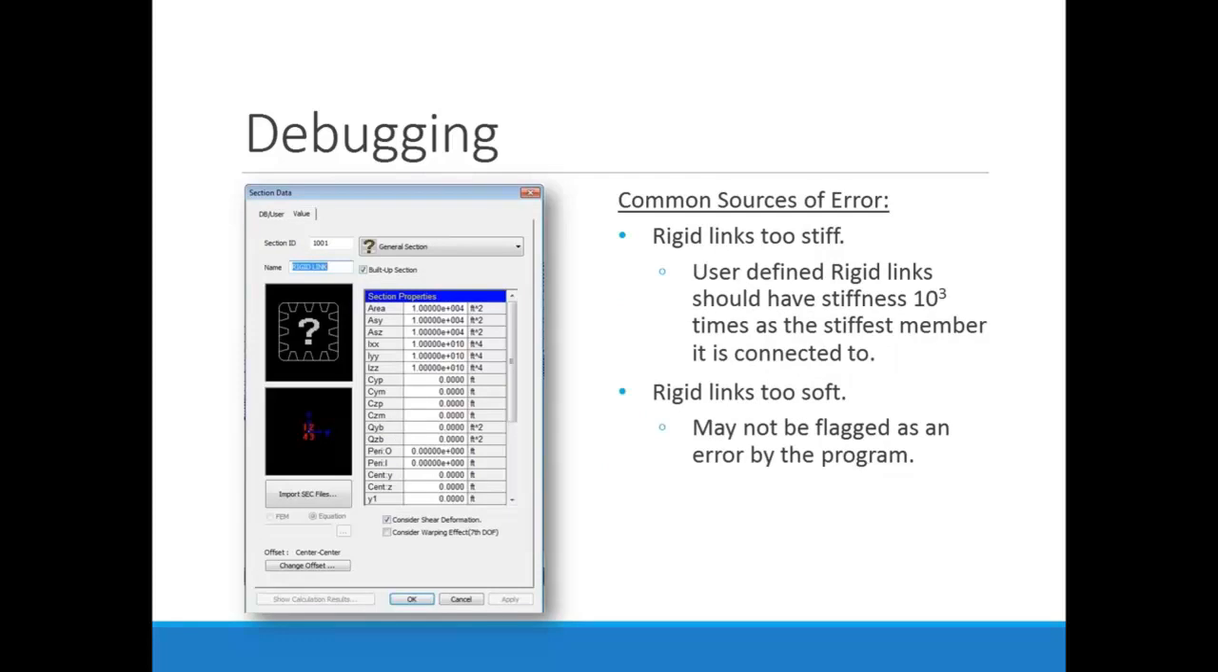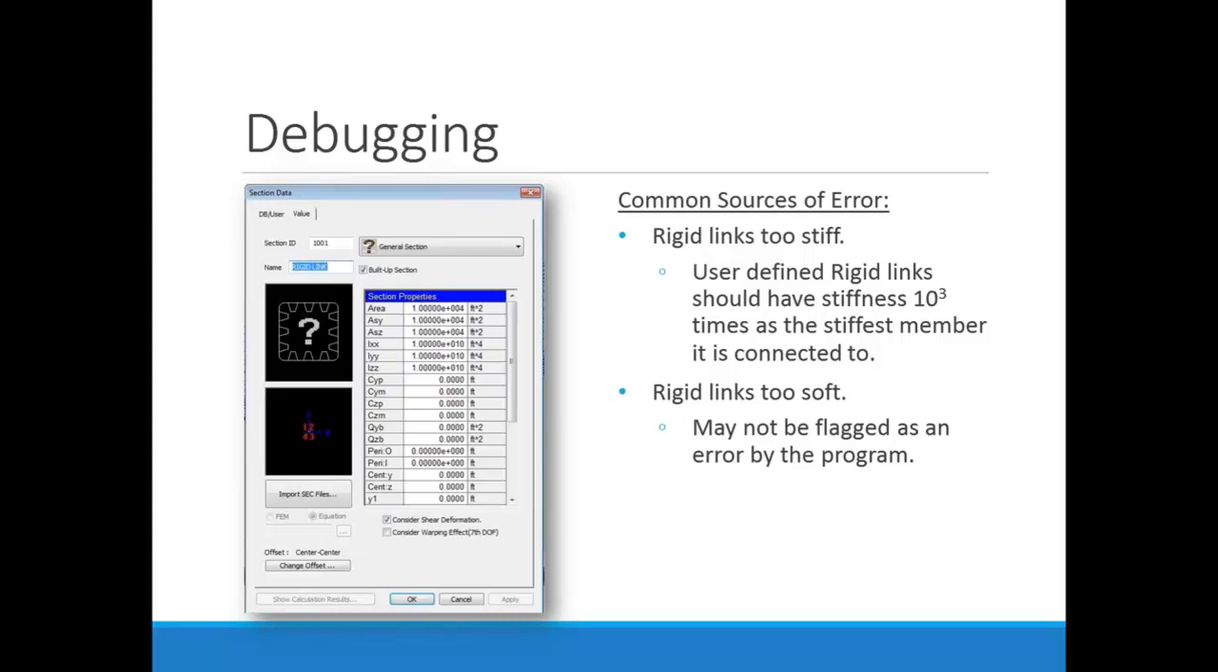So rigid links might be the number one source of error in my experience. There's a couple different situations where your rigid links might be too stiff. In that case, the model might not even run at all. I've had that issue. Generally, the rule of thumb is that the stiffness of the rigid link you're creating should be about 10 to the 3rd times stiffer than the stiffest member it's connected to. That's in the case where you're defining your rigid link as a custom member, like I have shown here.